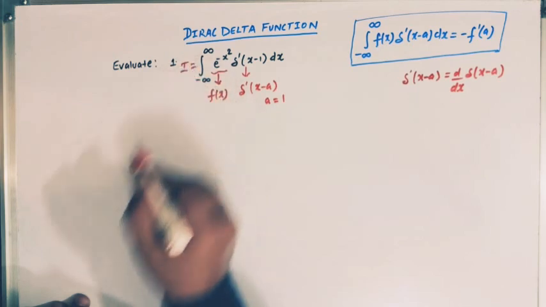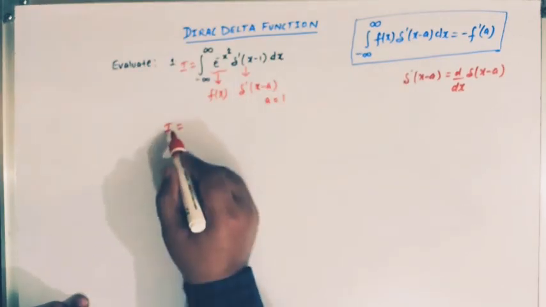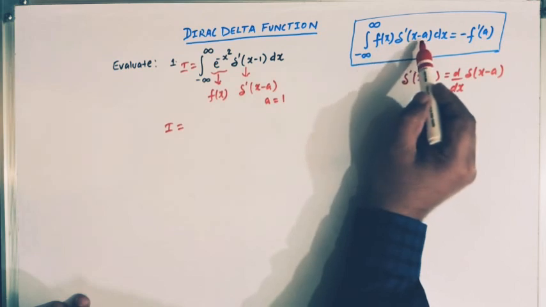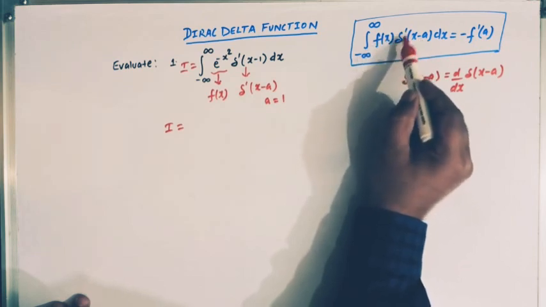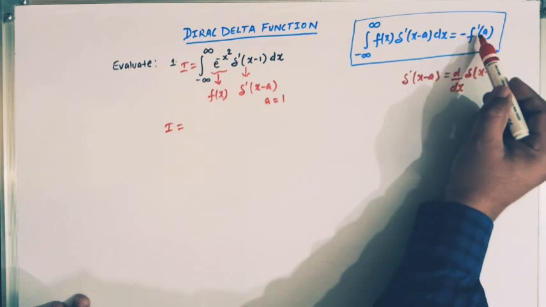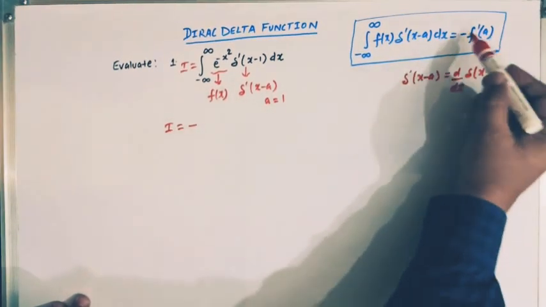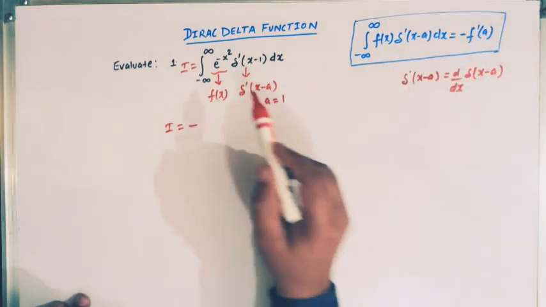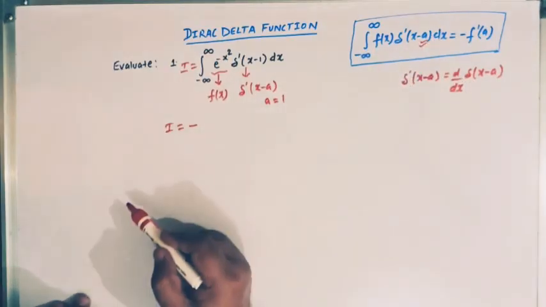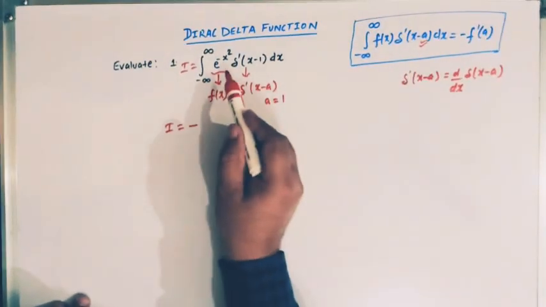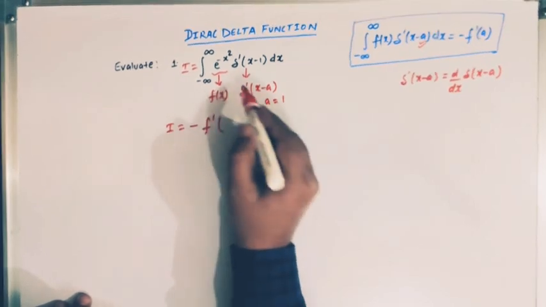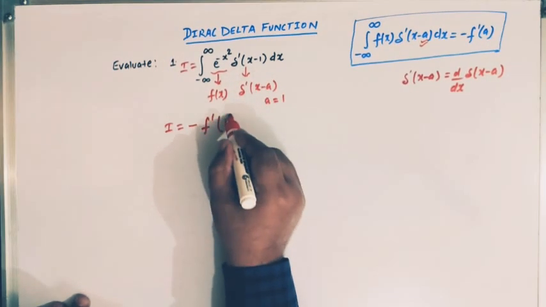Now let us call this integral as I. So we have I is equal to, if we see this result, then we see that when we have f of x delta prime of x minus a, then the value of this integral is simply equal to the negative of the value of the derivative of this function f of x at this point, right? So applying the same argument here, the value of this integral is negative of f prime of a, and for a we have 1, right?